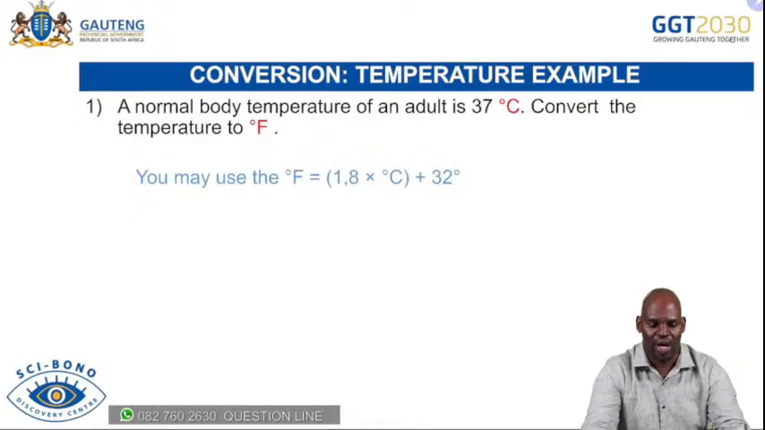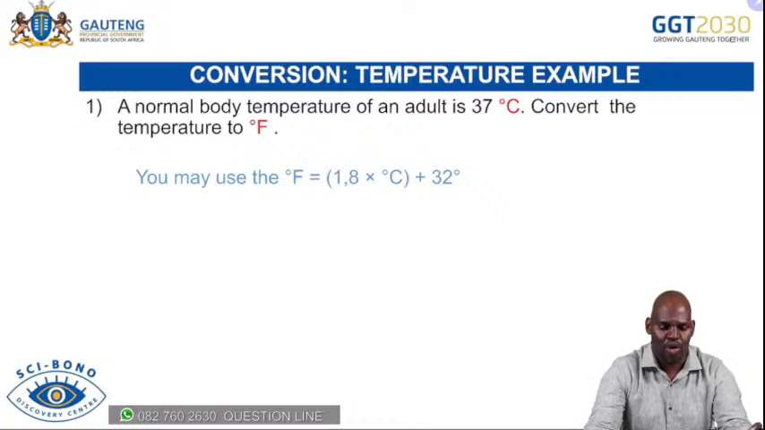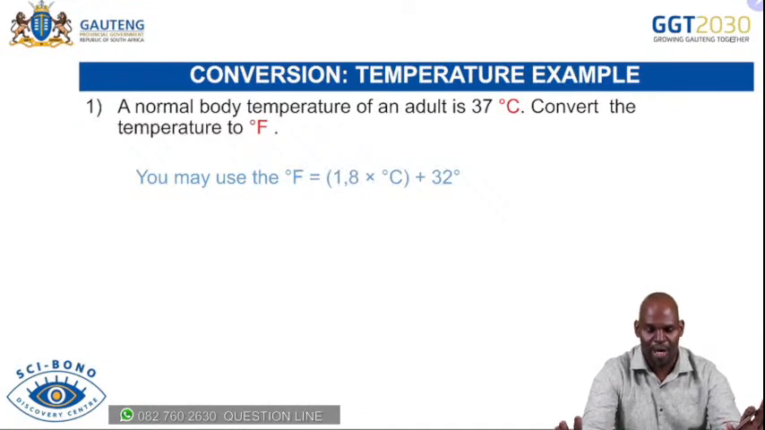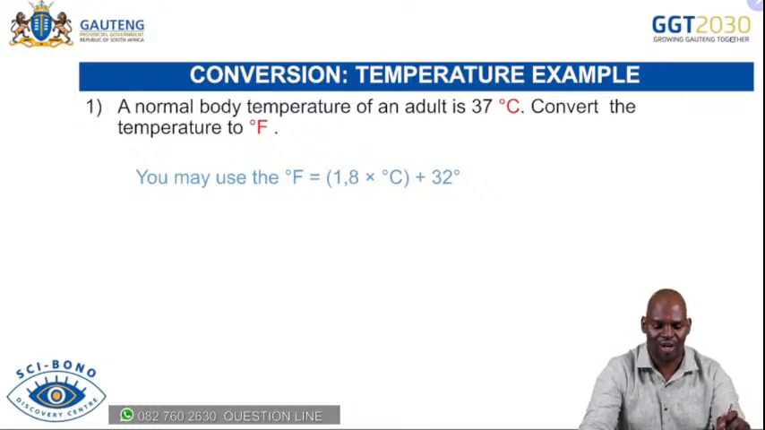Okay, now let us look at an example. A normal body temperature of an adult is 37 degrees Celsius. Convert the temperature to degree Fahrenheit. You know that during COVID, everywhere, even now, everywhere we go, they still have to check our temperatures. Then when you get there, they say if your temperature is above 37 degrees, it's 38, so it means probably you might be sick. That is why for this one we say a normal body temperature of an adult is 37 degrees Celsius. Convert the temperature to degree Fahrenheit.